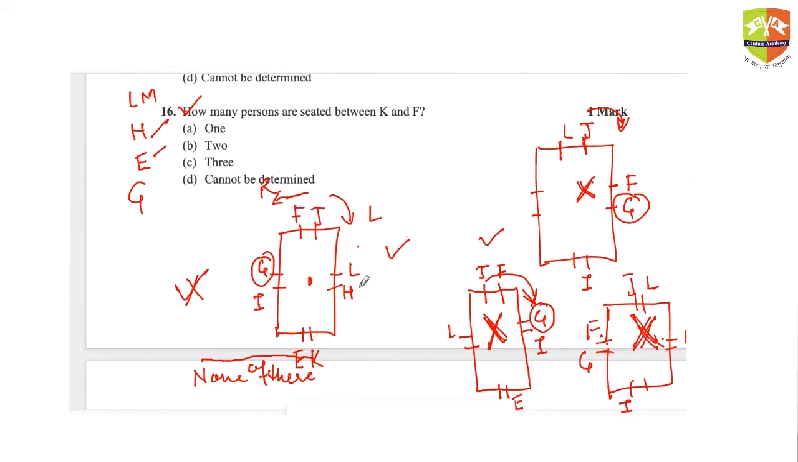Now try to understand, if there would have been a scenario where from this side two people would have been seated and from this side three people would have been seated, the answer could have been cannot be determined. I am ticking option three here. Why? Because from both the sides three people are sitting over here. So that is why answer is three. Remember, I'm again repeating, if from left side and from right side number of people are different, hence the answer would be cannot be determined in that case.